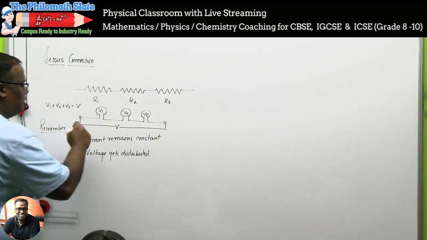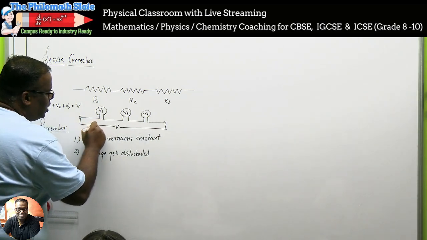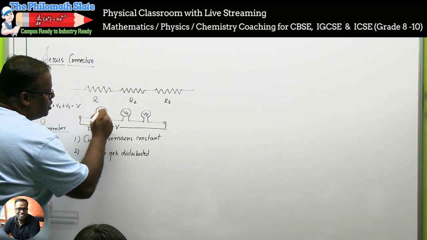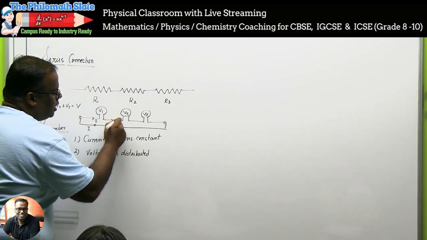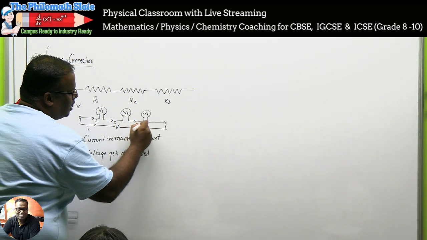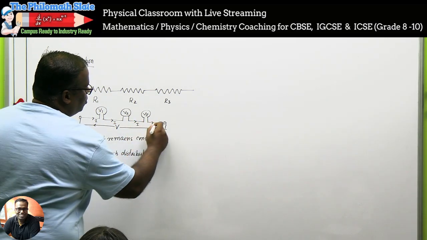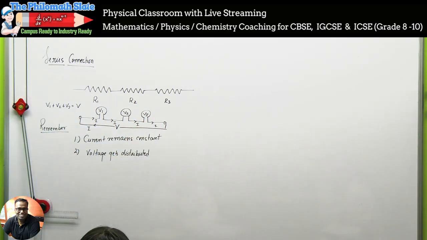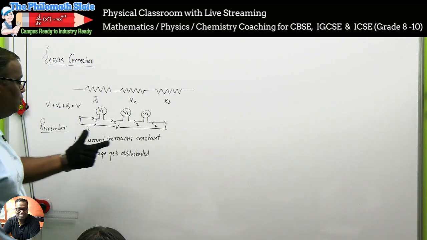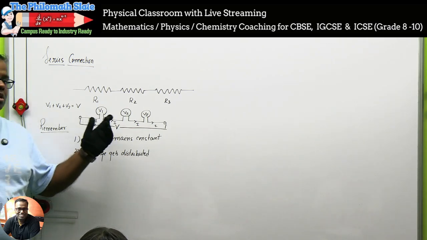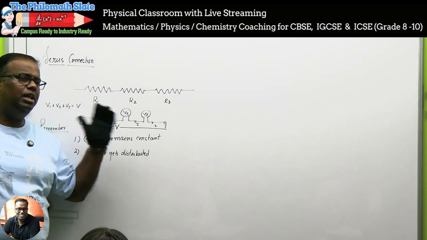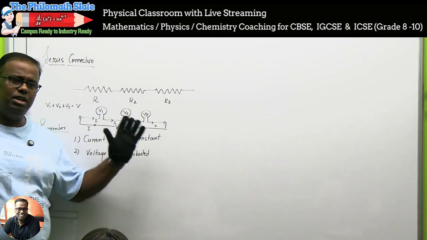A story I will tell, don't worry. And if a current I is running through here, the same current runs to the first bulb, the same current runs to the second bulb, the same current runs to the third bulb. There is no change in the current. Okay? Voltage gets distributed. And I told you that these three bulbs are not dissimilar. They are the same specs. Means their resistance is the same.